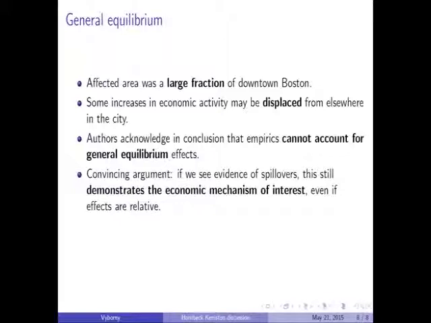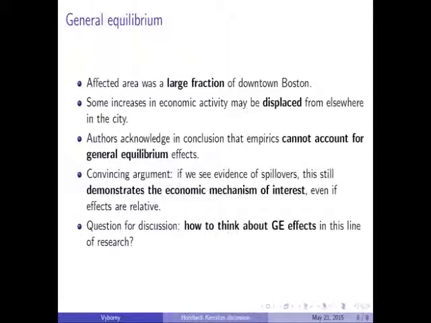response in the conclusion, which is, okay, even if it were 100% displacement from one part of the city to another, the fact that we're seeing these spillovers still demonstrates that they're there and they're playing a really important role, which is the main point of the paper. So even if the effects are relative, the fact that there is this spillover being identified is still important.